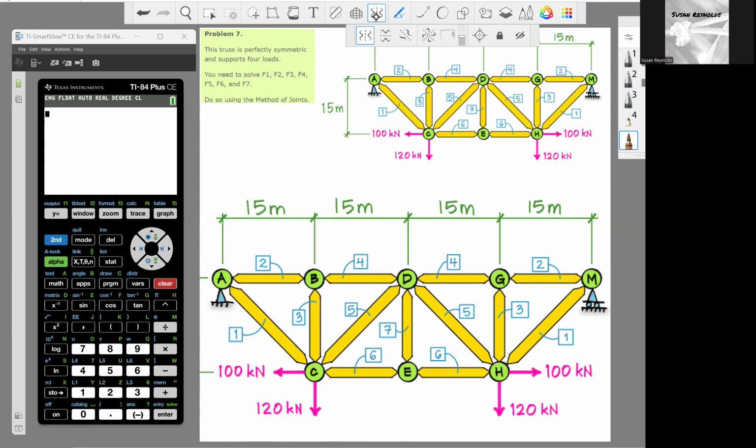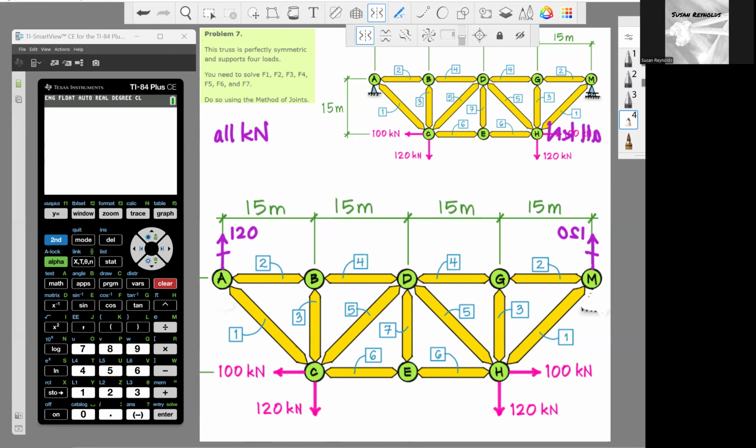Let us go. So beautiful symmetric truss. Symmetry makes my heart sing. I can remove the support at A and at M. A can do vertical and horizontal. M can do vertical only. My horizontal forces in the system balance out, so I don't have any horizontal reactions. My reactions will be upward and equal to the total load of 120 divided by 2. So 120 kilonewtons on both sides. We are ready to start our method of joints.